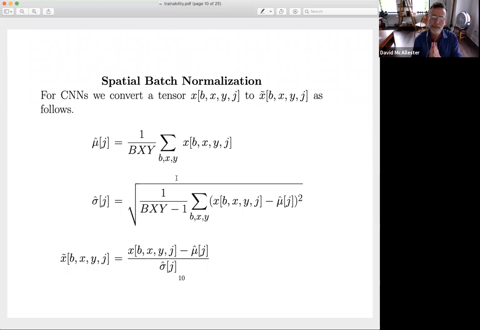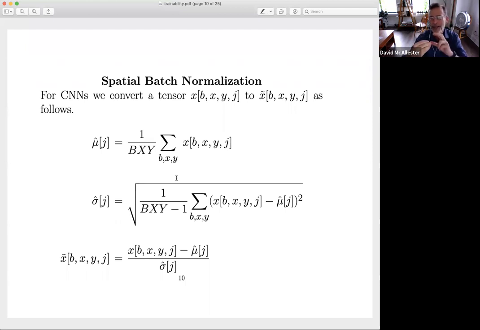Batch normalization is most effective in convolutional neural networks. I've got a slide on that in a moment. But in convolutional neural networks, remember that there's a weight tensor being used at every position, the same weight tensor at every position. Sometimes the weight tensor is called the kernel, and you're convolving the kernel with the image.